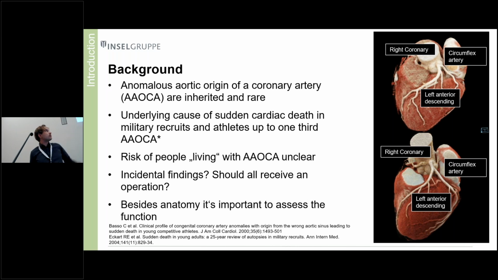Then on the top, you can see a normal anatomy where you have the heart muscle basically, and the right coronary that comes from the right side, and the left that comes from the left side. And if you focus now on the image below, you can see that the right coronary comes from the left side, or it could also be the other way around. The left would leave from the right side.